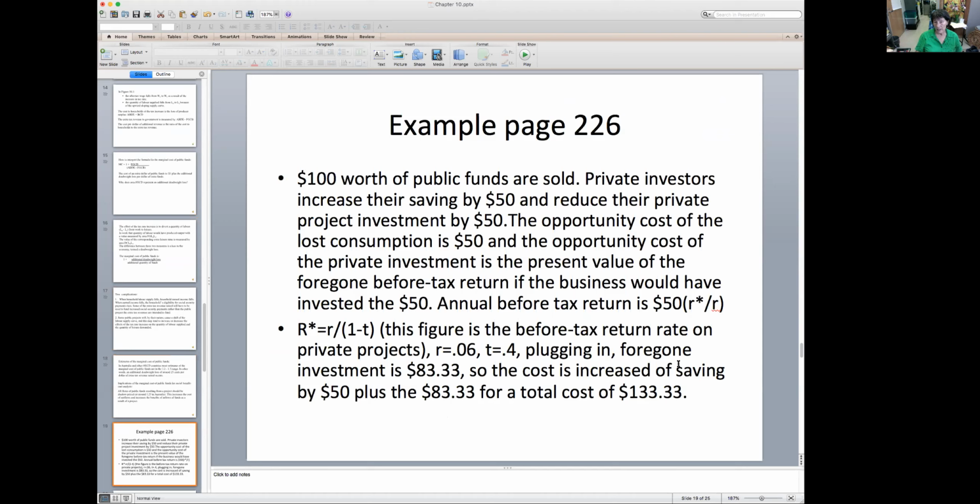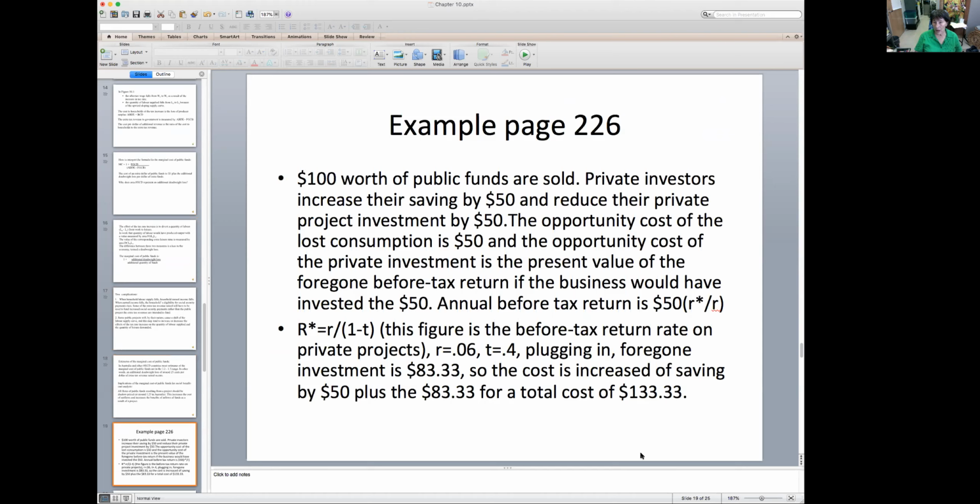So the cost of this thing is $50 for the foregone consumption and $83.33 for the foregone investment, gives us a total cost of $133.33. And what you have to have is, here's the public funds that you raised, here's how it affected savings and investment. Savings goes directly as a cost. Investment, you have to figure out the opportunity cost of investment by looking at what taxes you're giving up.